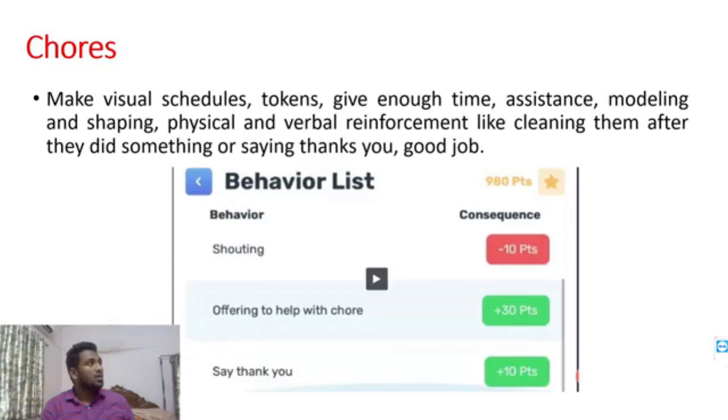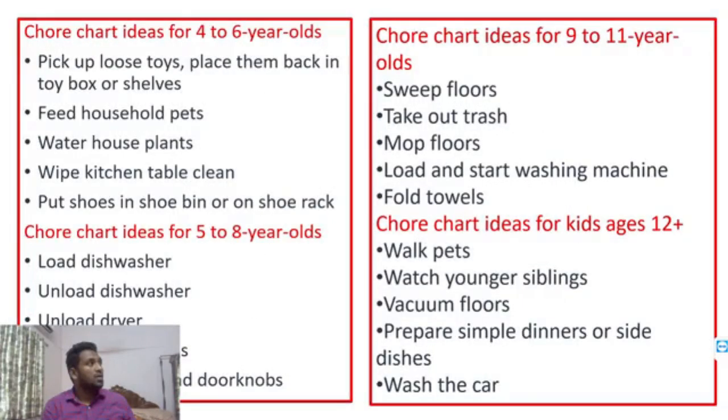Okay, you can always use your phone or something to show like this, that when you shouted, when you yelled, you lost 10 points. You helped me with work, so you got 30 points. And when I gave you a candy, a toffee, you told me thank you, so 10 points. And these things go as a token reinforcement.